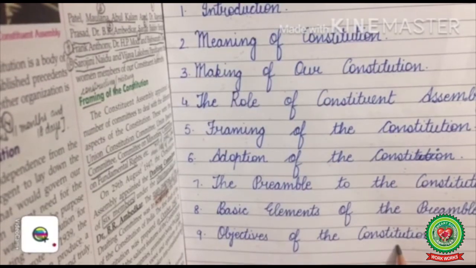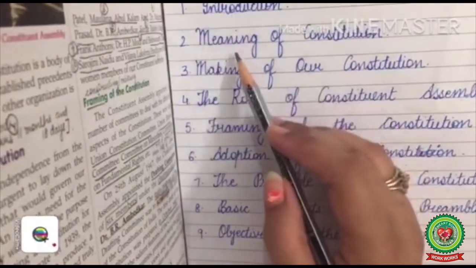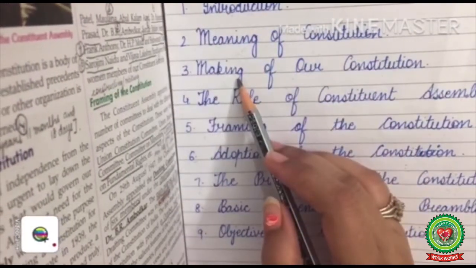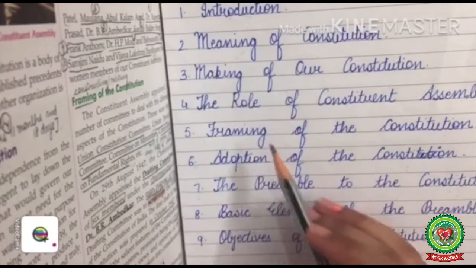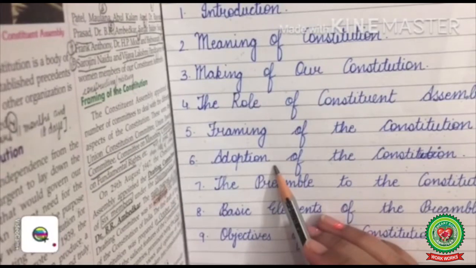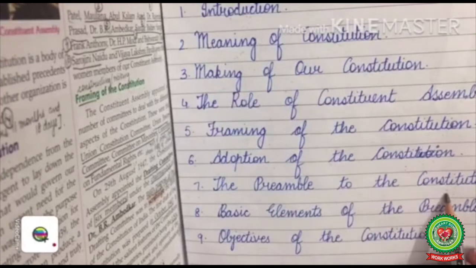Till now we have done its introduction, its meaning, the making of our constitution, the role of constituent assembly, framing of the constitution, and adoption of the constitution. Today we will start with the preamble to the constitution.